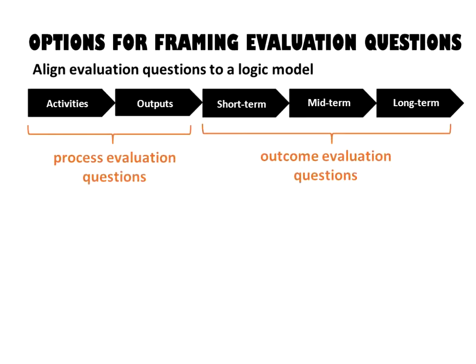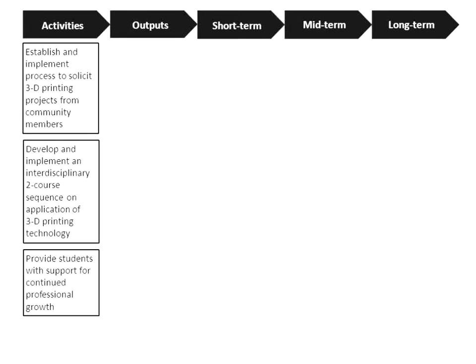We can look at this in terms of process and outcome. Process evaluation questions are about the activities and outputs, and outcome evaluations are about outcomes, not surprisingly, and those can be anywhere along the outcome continuum. So let's consider how a logic model for this fictional project might be presented, so we can then plug in the evaluation questions.